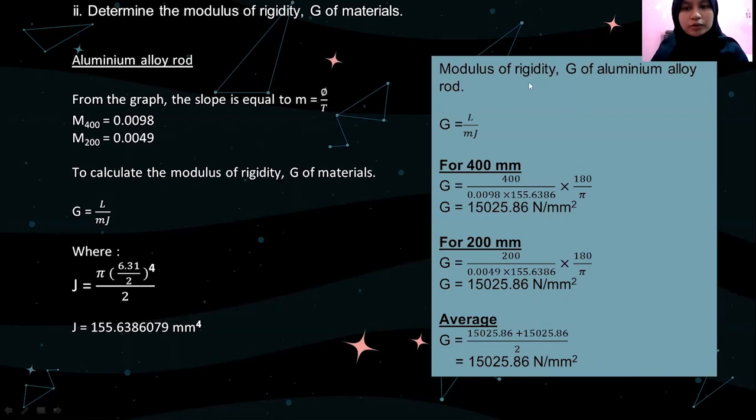And the modulus of rigidity is G equals L divided by MJ. After we insert the values of J, M and L, we got 15,25.86 Newton per millimeter square for 400 millimeter. And for 200 millimeter, we got 15,25.86 Newton per millimeter square. So the average of G is equal to 15,25.86 Newton per millimeter square.